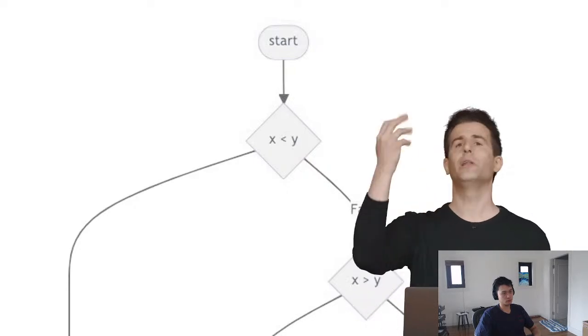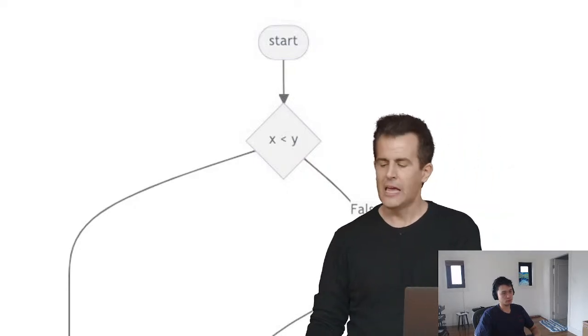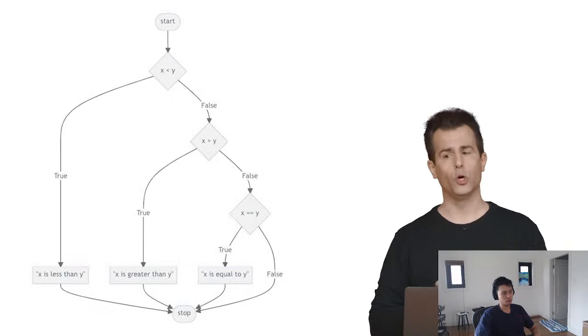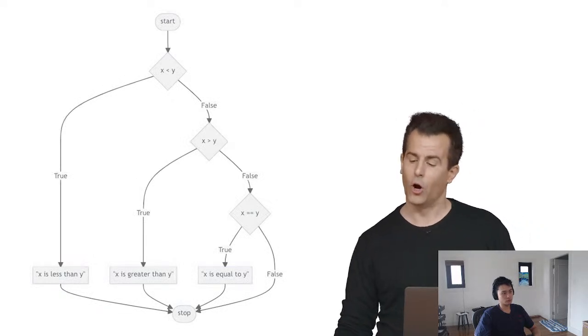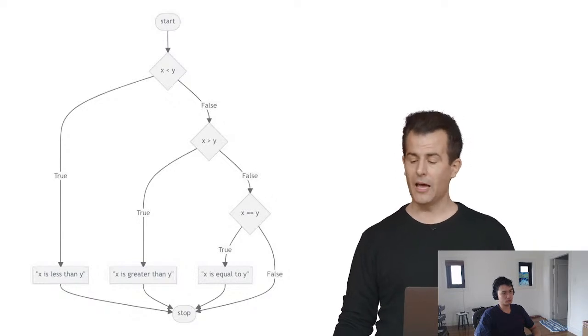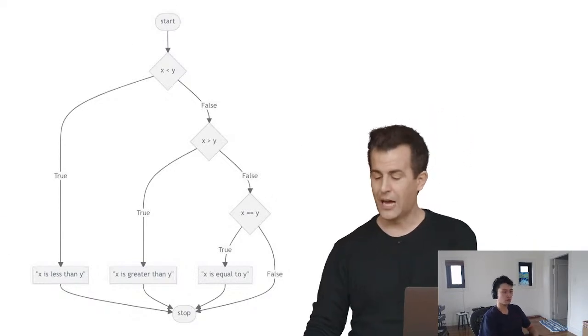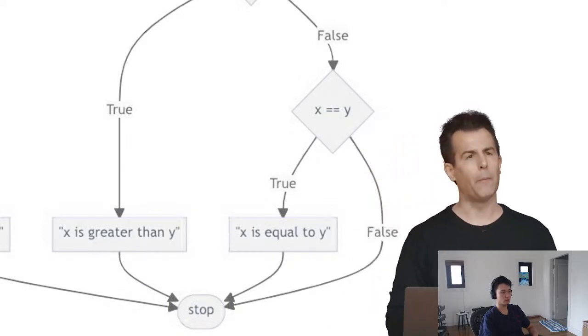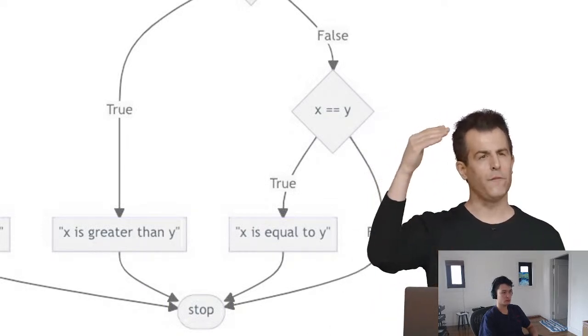X less than y. Is 1 less than 2? But notice here, let me zoom out. If 1 is indeed less than 2, we follow this longer arrow down marked true. We print out, quote unquote, "x is less than y," but then we immediately follow this next arrow down to the icon that says stop. So that's what's implied by doing if, elif.